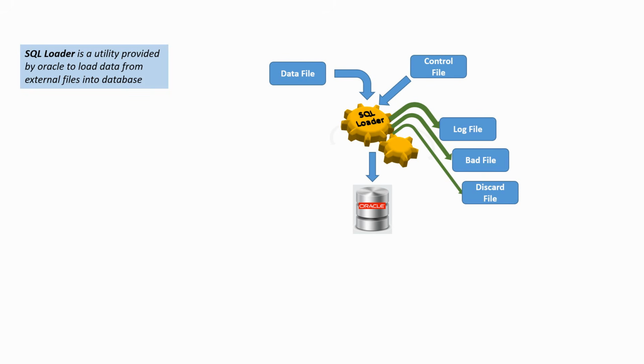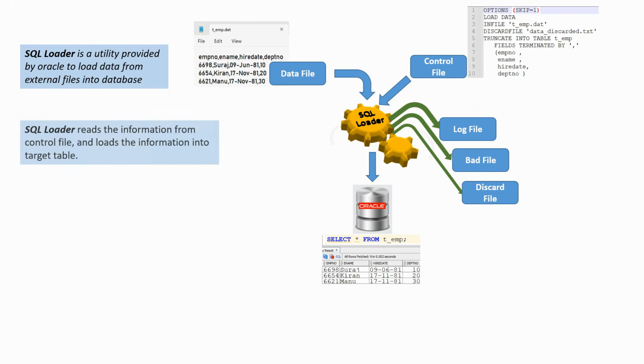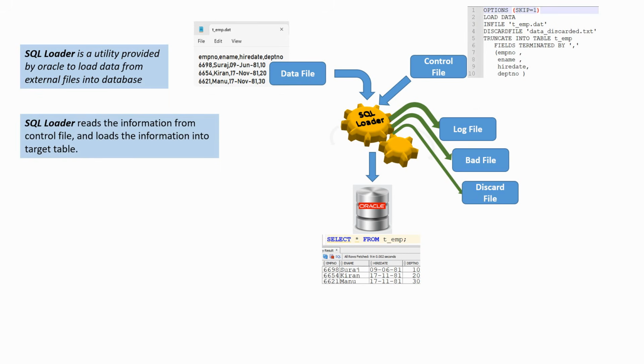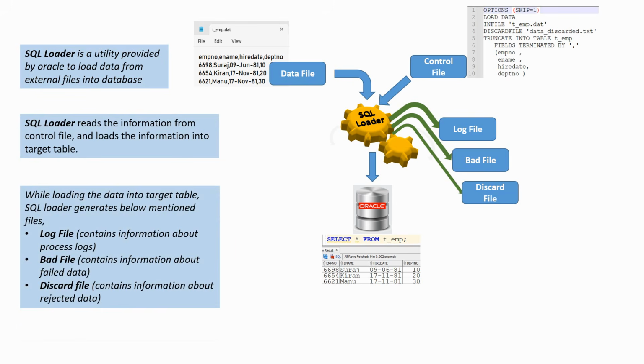So SQL Loader is a very simple command line utility to load the information from a simple data file like this into Oracle database. To load this information into Oracle, the SQL Loader will use a special file called a control file. The control file will have the information about what is the source data, what is the target table, and the mapping information and how to load. Based on this control file information, the SQL Loader will actually read the information from source data and it will load into the target table.